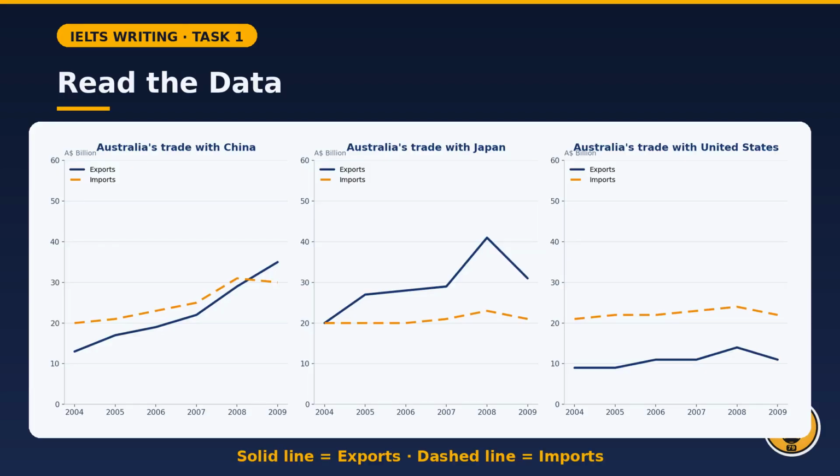Let's read the data. In every graph, the solid line is exports and the dashed line is imports, measured in billions of Australian dollars. With China, exports start low but climb steeply and overtake imports. With Japan, exports rise to a sharp peak in 2008. With the United States, imports stay high while exports remain much lower.